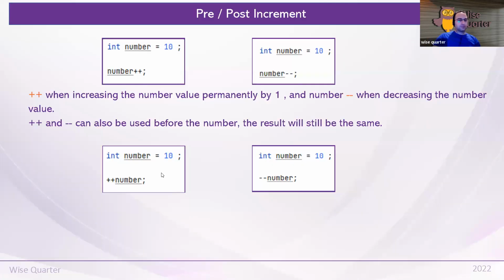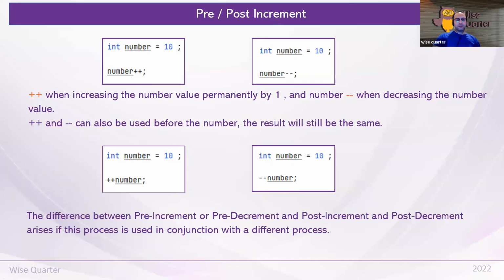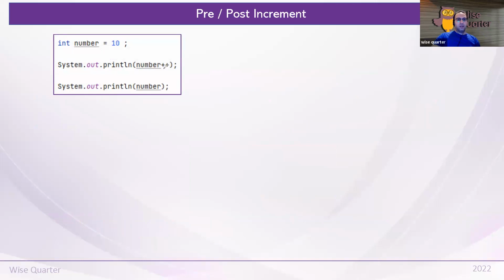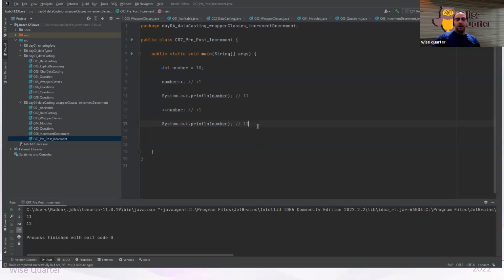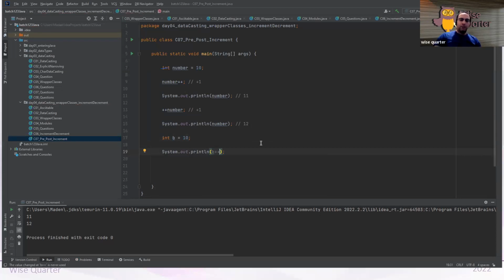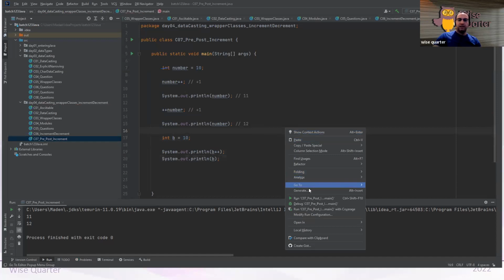Okay, let's go back to the slide and try to understand what's happening here. Actually, they do different things. The result is the same, but the process is different. When I do it like this, of course, it will increase the value and it will print the value. Let's write this code and check the result. I will do the same thing in code. I will create another number, integer b, and it will be 10 at first. Then I'm trying to print the value of b plus plus, and I want to print b. Let's see what happens.